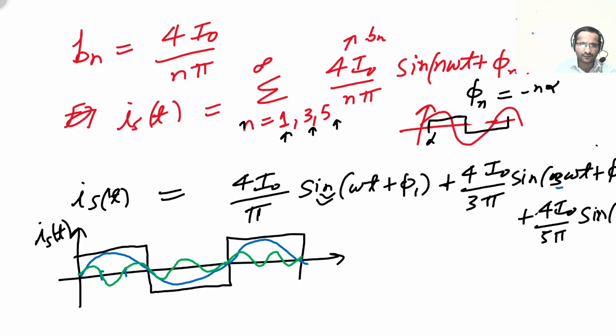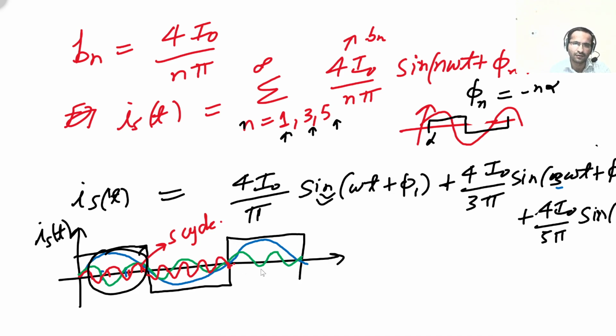It will have a fifth harmonic, so a 5 omega t component is also there. The 5 omega t component will complete 5 cycles for one cycle of omega t, so it completes 5 cycles for one cycle of the fundamental. Likewise we have 7 omega t, 9 omega t and so on. If you add up all these sinusoidal waveforms which I have represented, you will get this square wave.